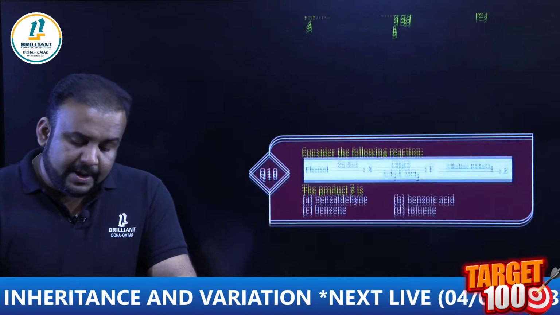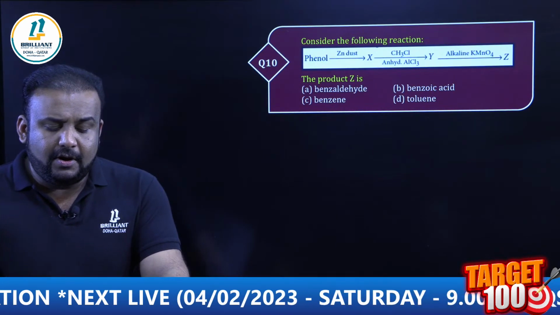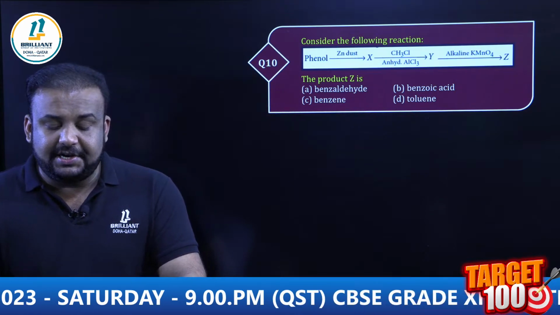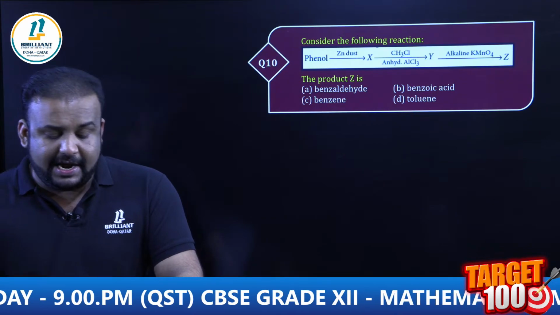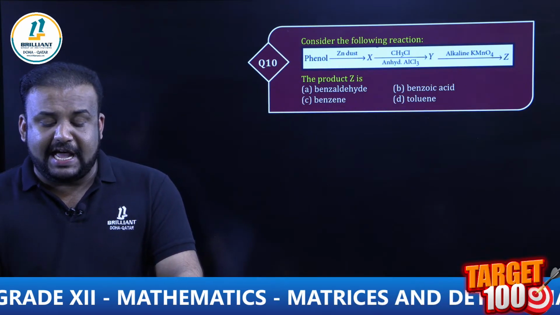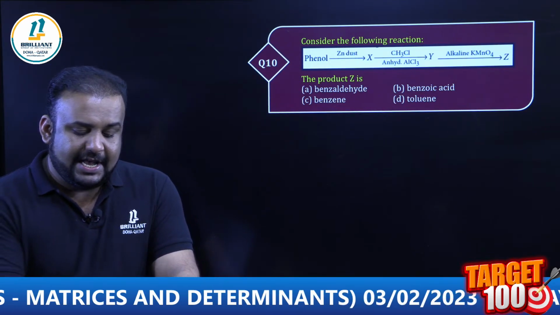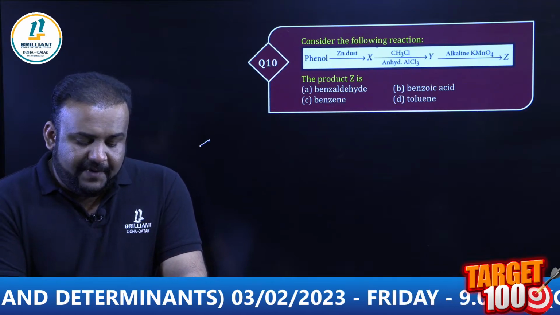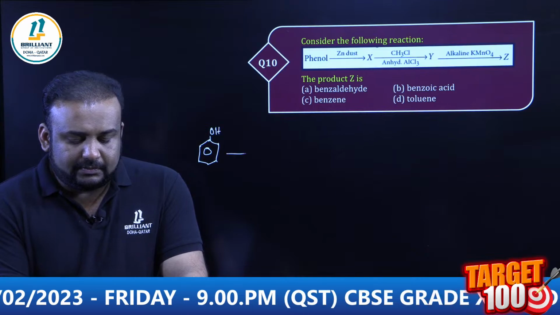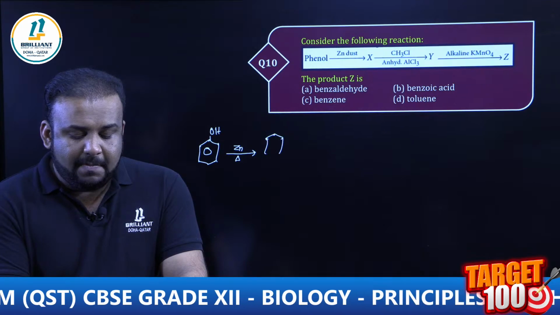Okay, great. Consider the following reaction. Phenol treated with zinc dust, you're going to get X, and then that X is treated with CH3Cl in presence of anhydrous aluminium chloride to give Y, and Y is treated with alkaline KMnO4 to give Z. The product Z is, again, phenol treated with zinc dust. What do you get? Phenol, when distilled with zinc, you are going to obtain benzene.